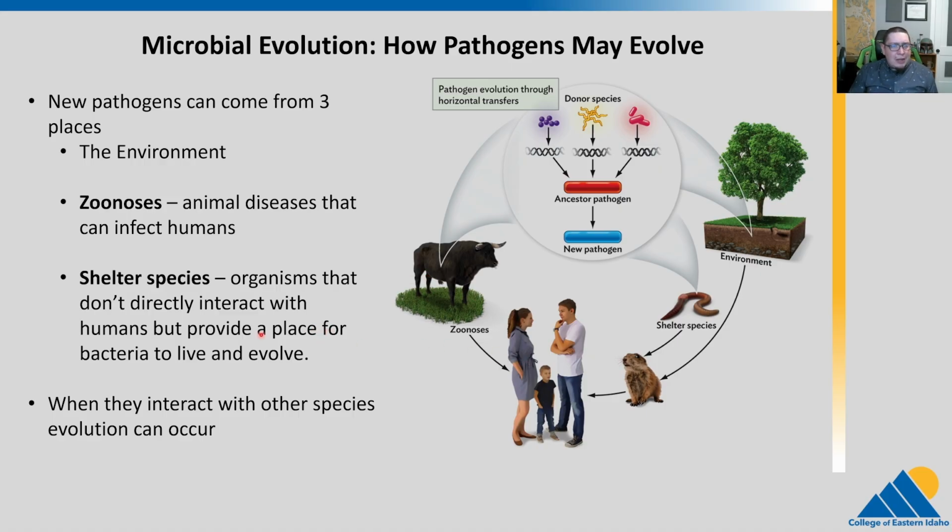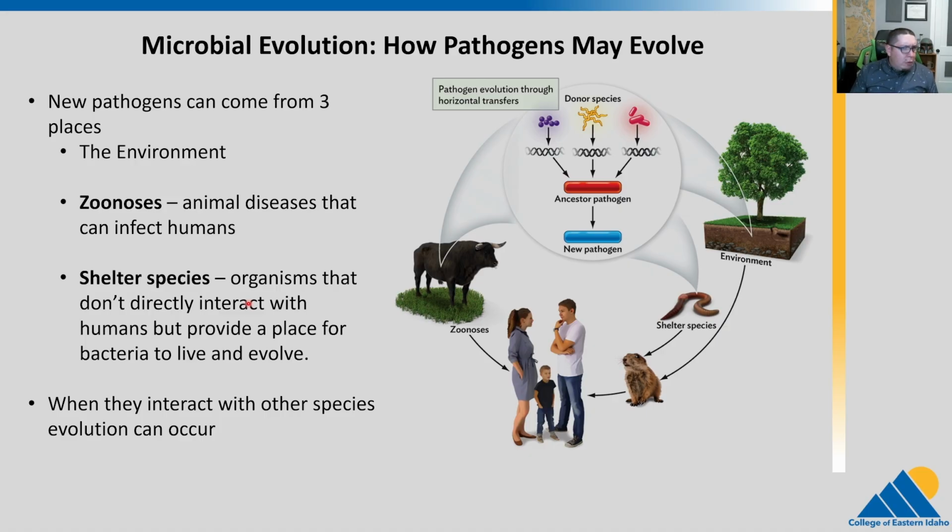Then we have this idea of shelter species. These are organisms that we don't necessarily directly interact with, but they give bacteria a place to live and interact and evolve together. And so, again, I want to reiterate this horizontal gene transfer. We have many microbes sharing bits of DNA, and that can lead to new pathogens evolving there. So this is always happening. Whenever microbial species interact, that can lead to new evolution occurring.